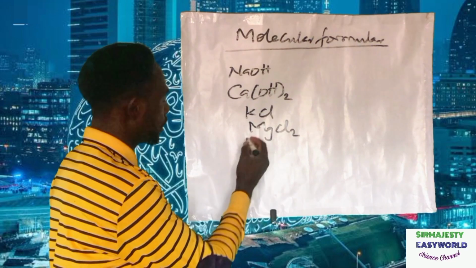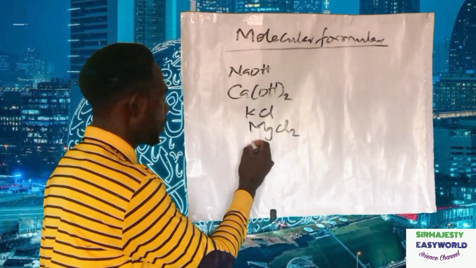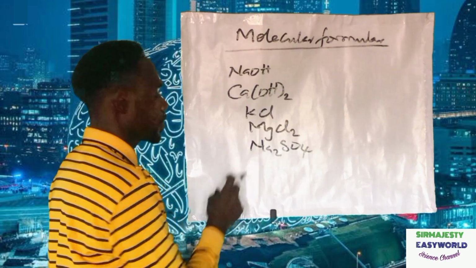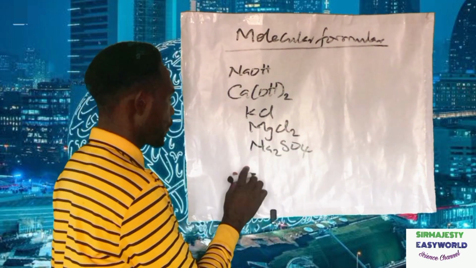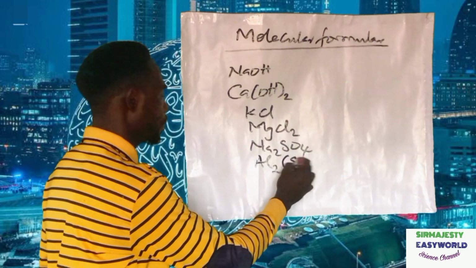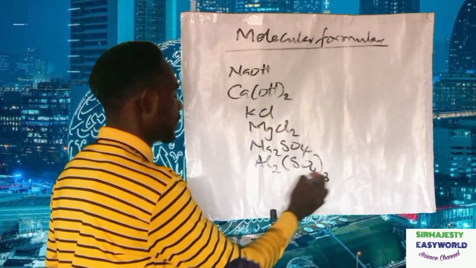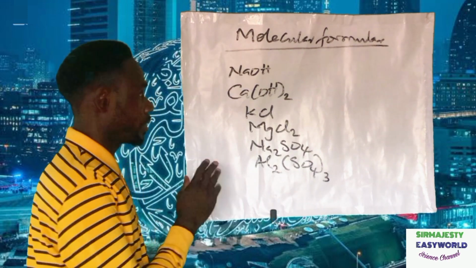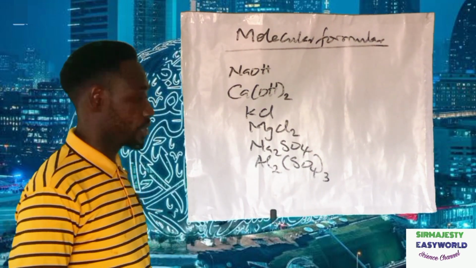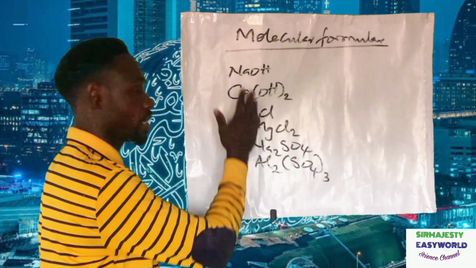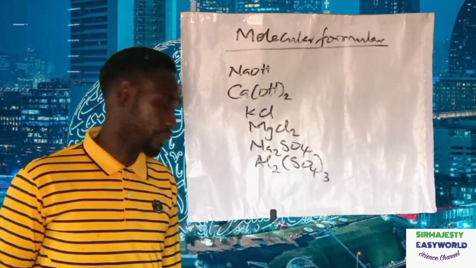Now, in some cases, I want to write sodium tetraoxosulfate(VI), I will put 2 in front. Then for the same tetraoxosulfate(VI), when I want to write aluminum tetraoxosulfate(VI), I have to open a bracket and write 3. So why all this? That is what I'm going to be handling in this video, to tell you when to put in bracket, when not to put in bracket, and the correct way to write each formula.